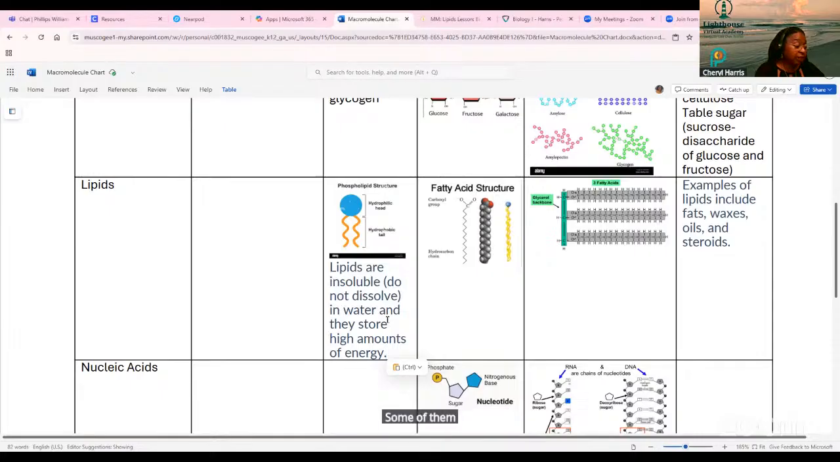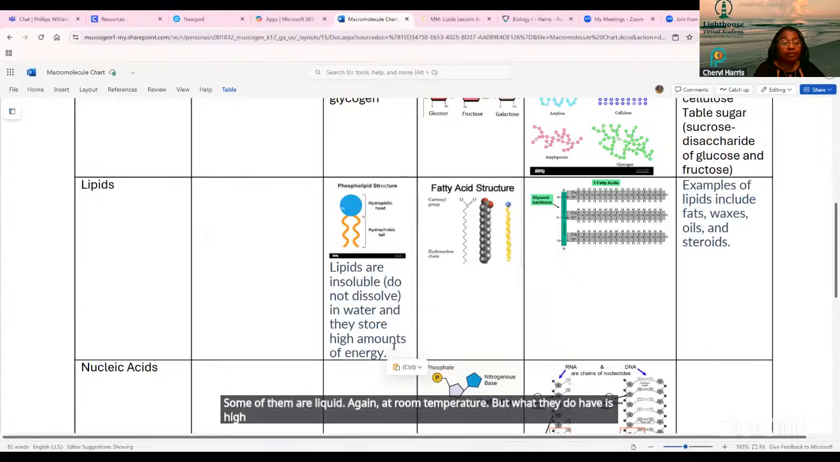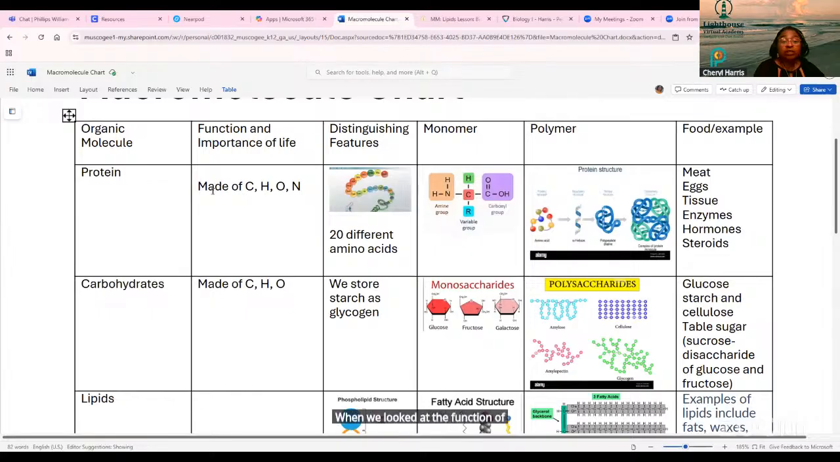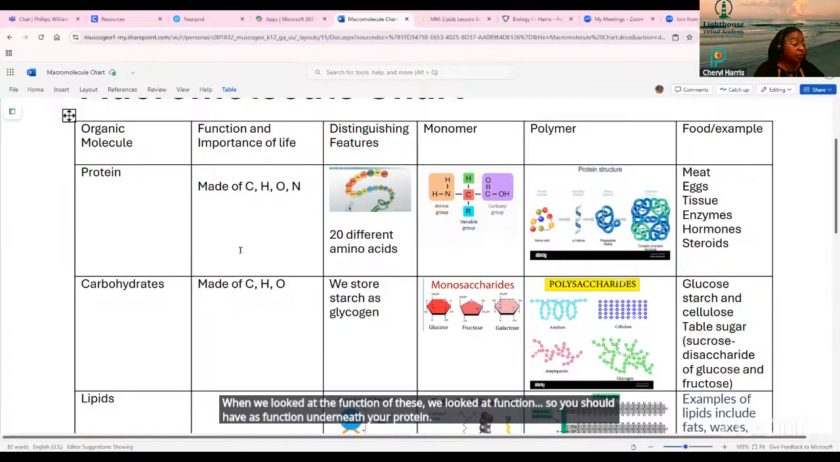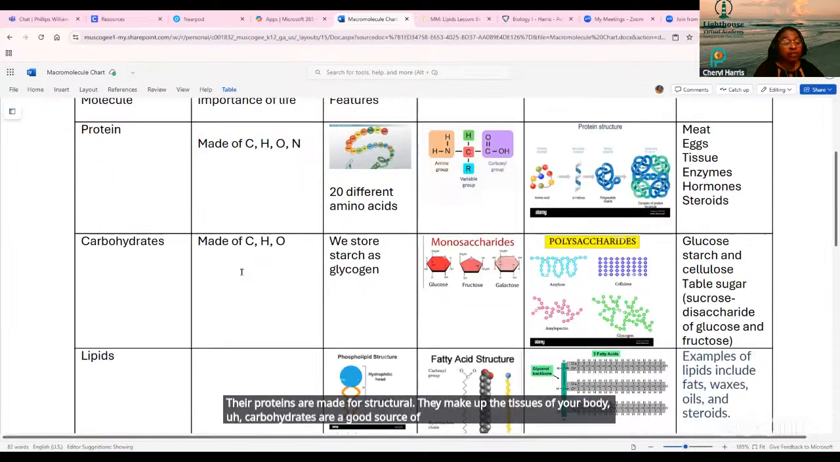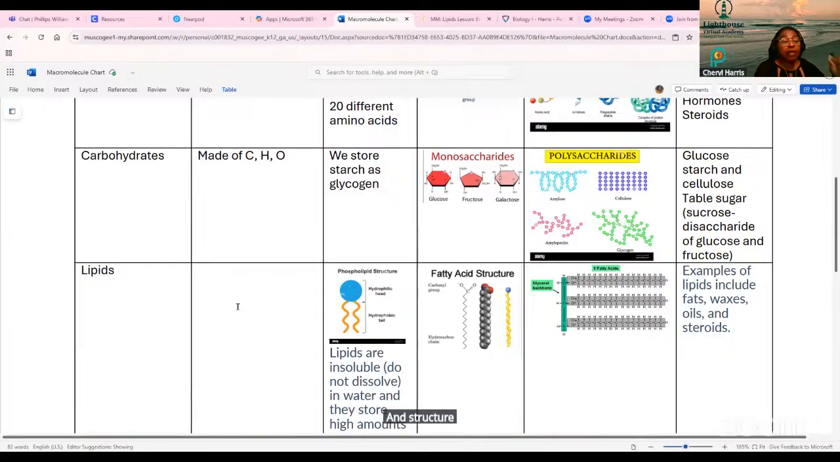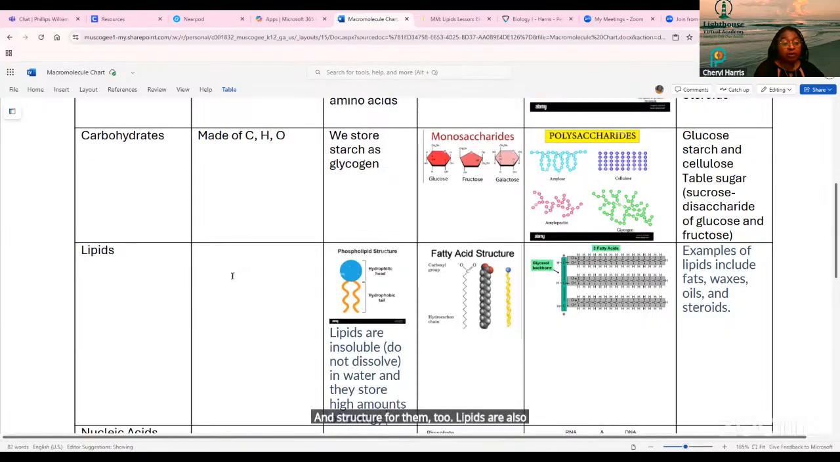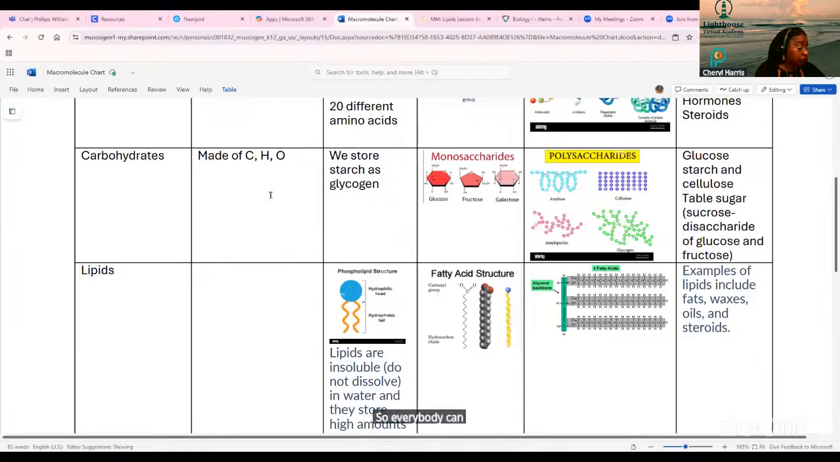Some of them are liquid, again, at room temperature, but what they do have is high amounts of energy. Now, when we looked at the function of these, you should have function underneath your protein: proteins are made for structure, they make up the tissues of your body. Carbohydrates are a good source of energy and structure for them too. Lipids are also going to be good for energy. So everybody can give you energy, but the main function of a carbohydrate is to give you energy. That's all it really is important for.